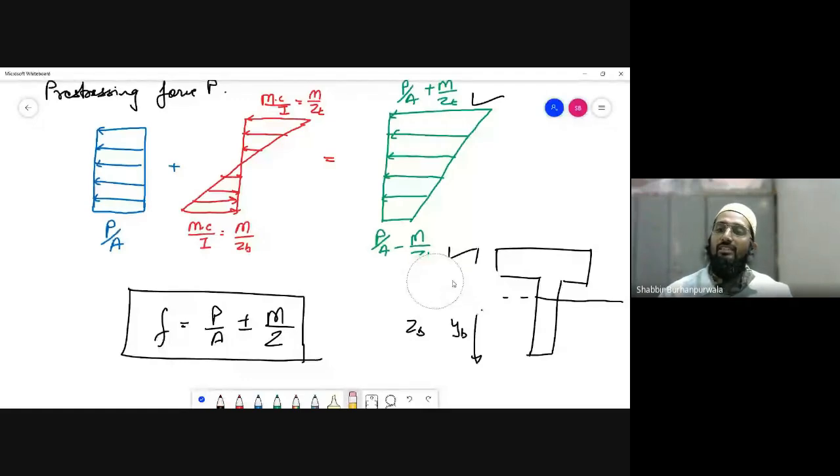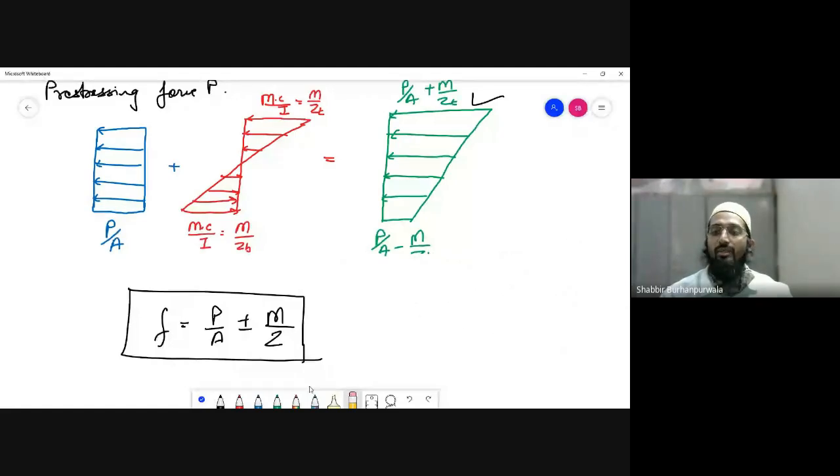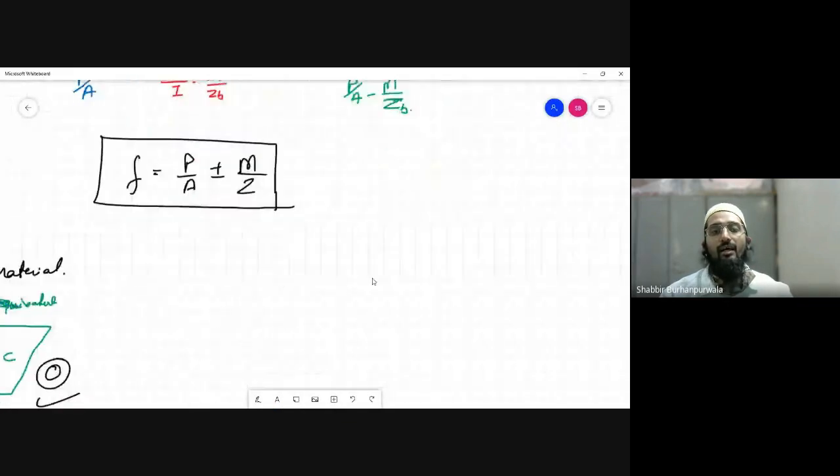So this is your very basic problem in which we are considering it as a concentric case. Now let us see another example.